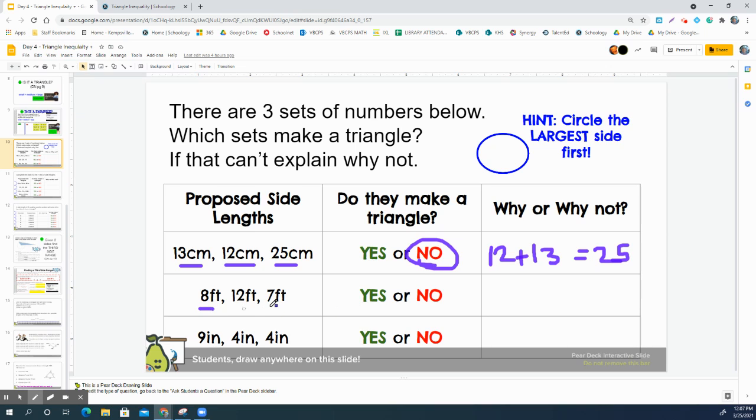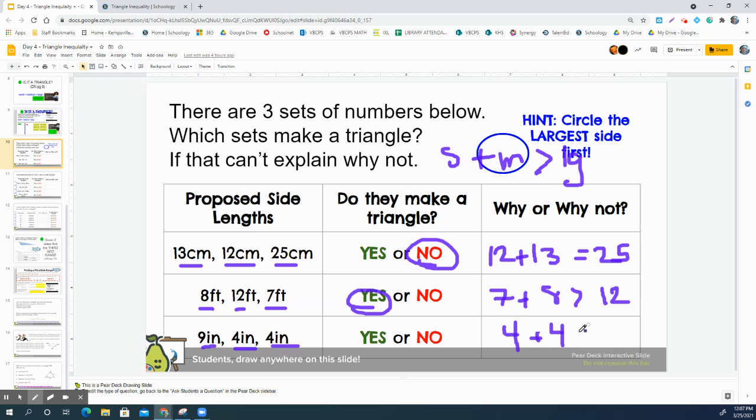What about this one? 8, 7, and 12. 7 plus 8 is bigger than 12. Is that true? It is for sure. Notice that they're not always in the right order. You've got to do small plus medium is bigger than large. What about this one? 4, 4, and 9. 4 plus 4 is less than 9. So that's also going to be a no, right? They cannot equal. They cannot be less than. They must be greater than.